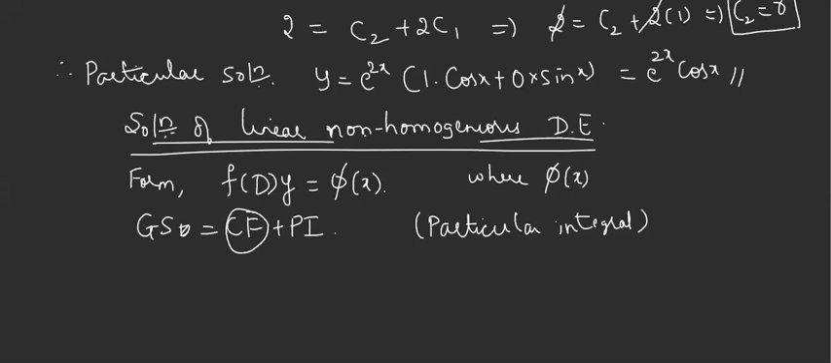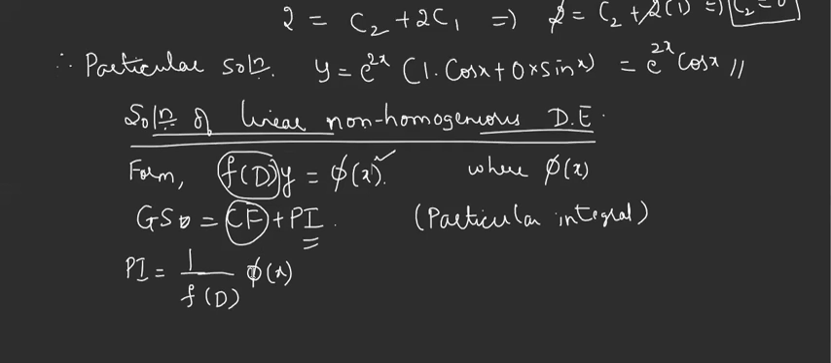Now, how to write it? How to get this PI? I'll explain. For your syllabus, this PI is given by 1 upon f of D into phi of x. Means how you should take the particular integral: 1 divided by, leaving y, whatever you have should be taken here, 1 upon that quantity, then phi of x. This is the RHS part of the equation. Is it clear? At least this much. This is the general format.